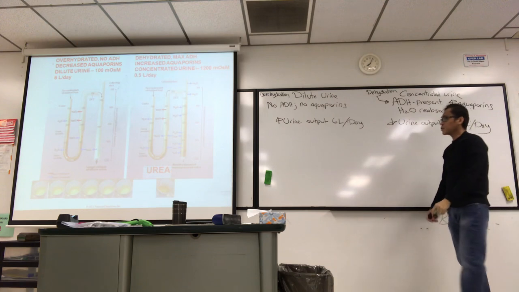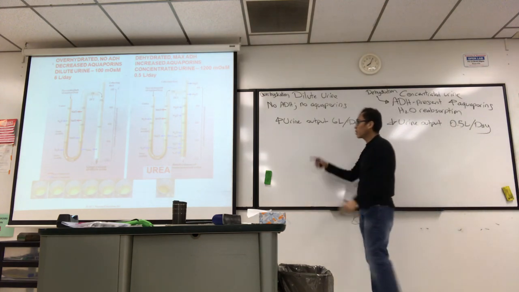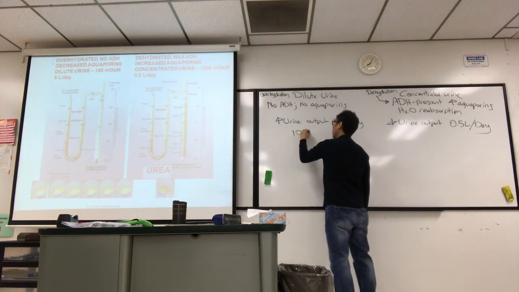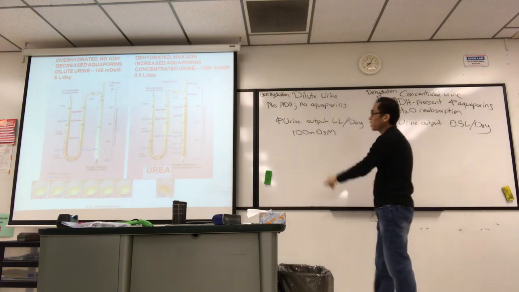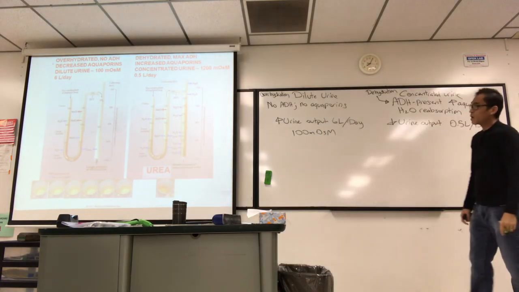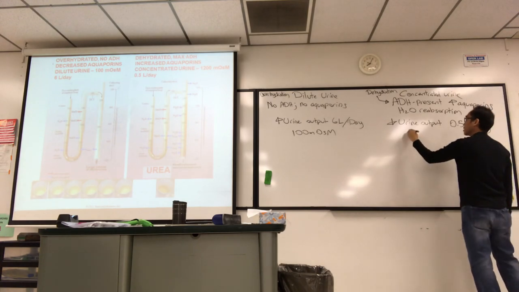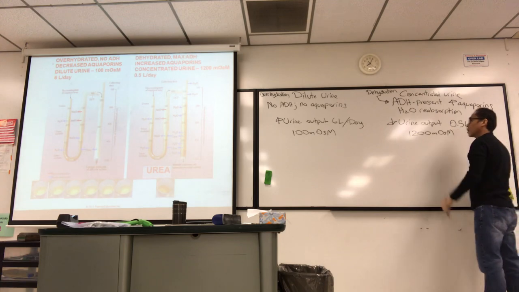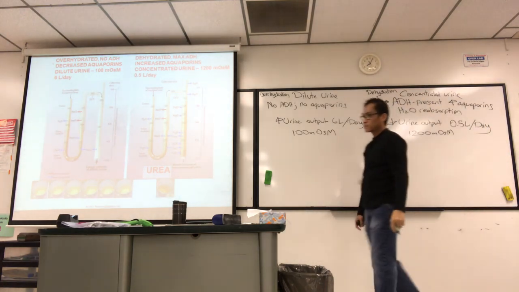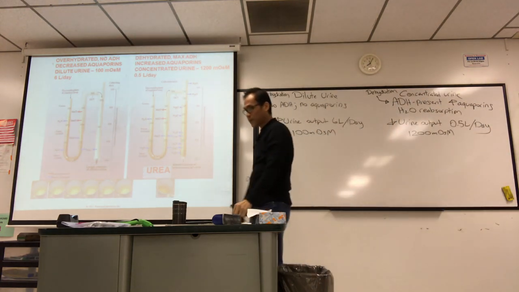And then the concentration: the number for dilute urine is 100 milliosmolar. Concentrated urine is 1,200 milliosmolarity. And so the picture kind of helps.